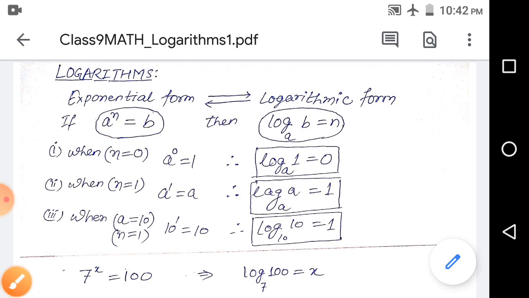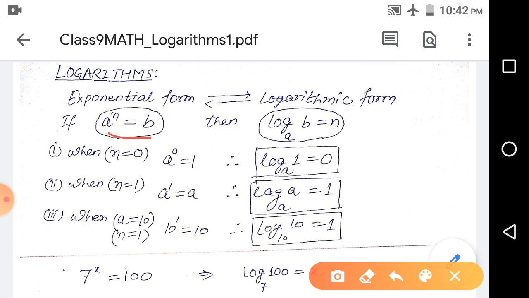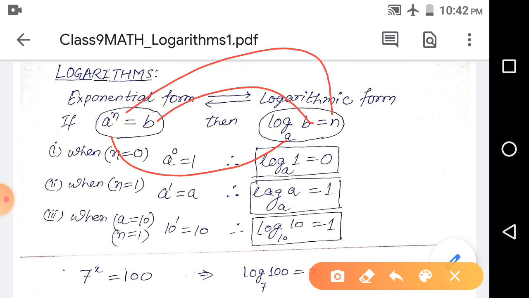So if we want to convert this exponential form into logarithmic form, then we will do one thing. We write this a as the base of log and this b with this log. So this is what we call log base a of b. And this power is taken on the RHS. So log base a of b equals n.